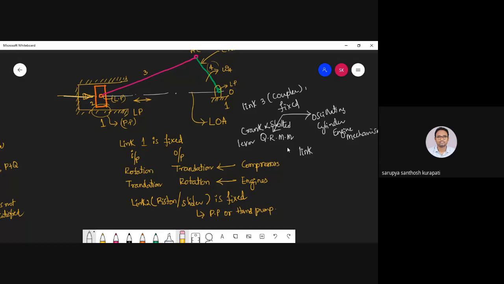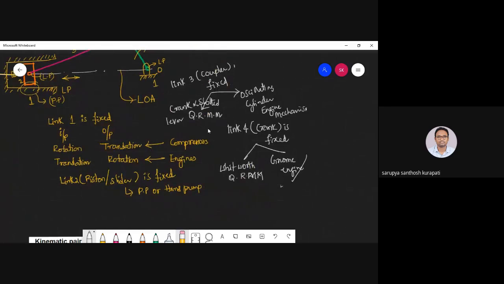And link 4, that is the crank. When the crank is fixed, what are you going to get? Again two mechanisms. The one is Whitworth quick return motion mechanism. The next one is Gnome engine or rotary engine mechanism.